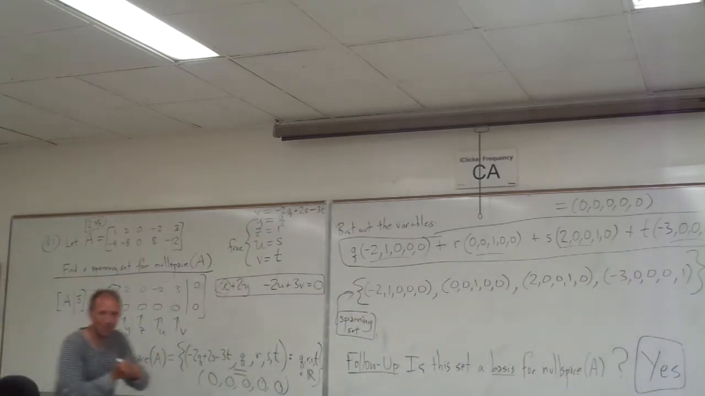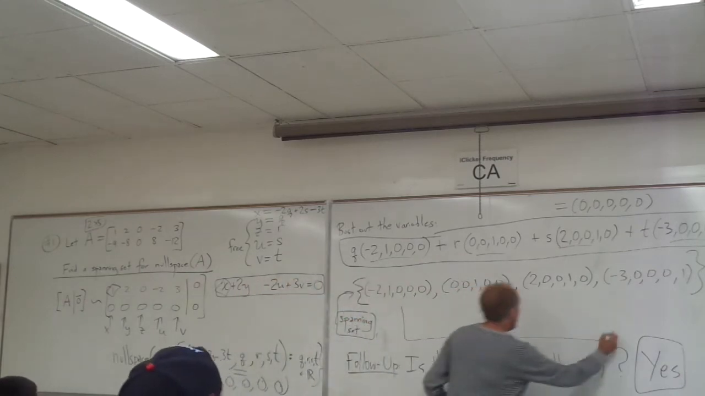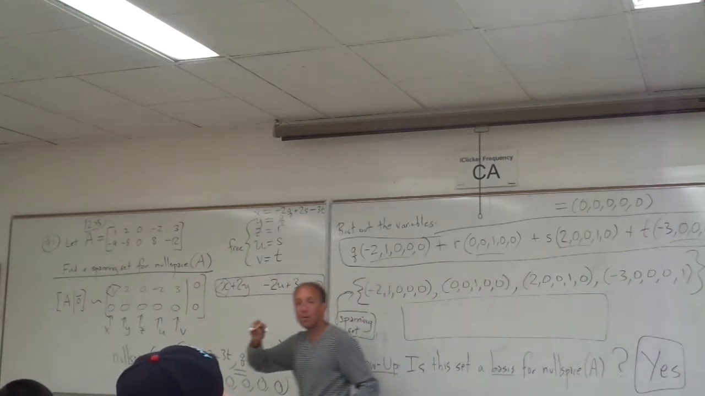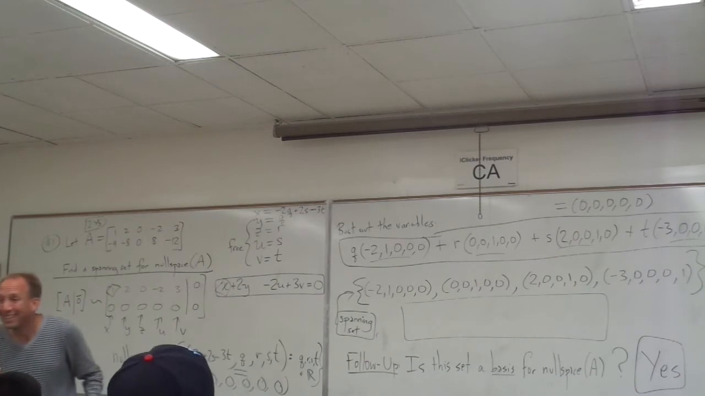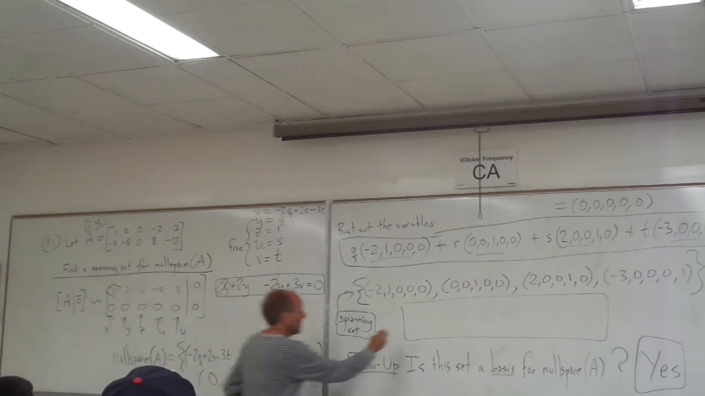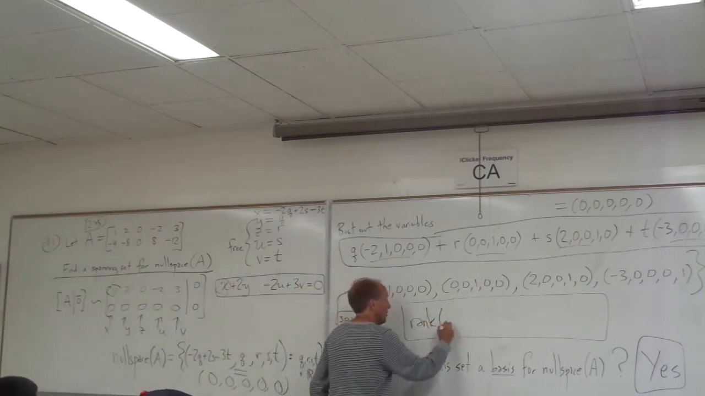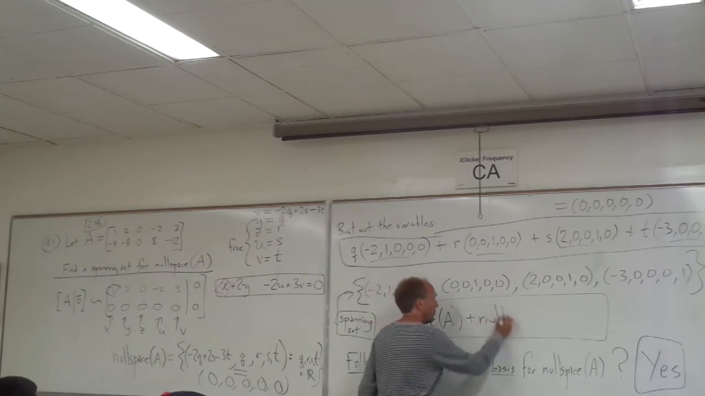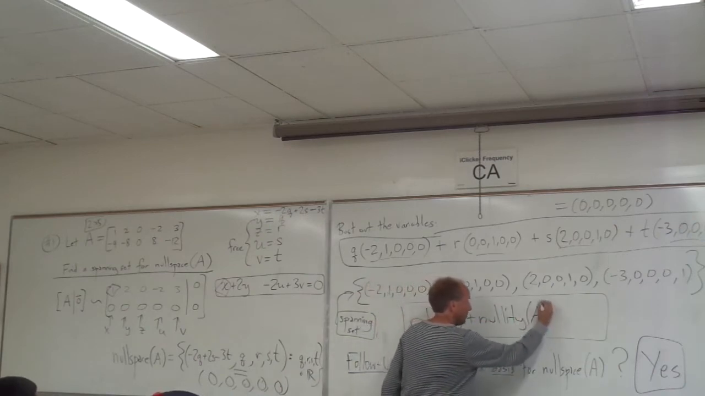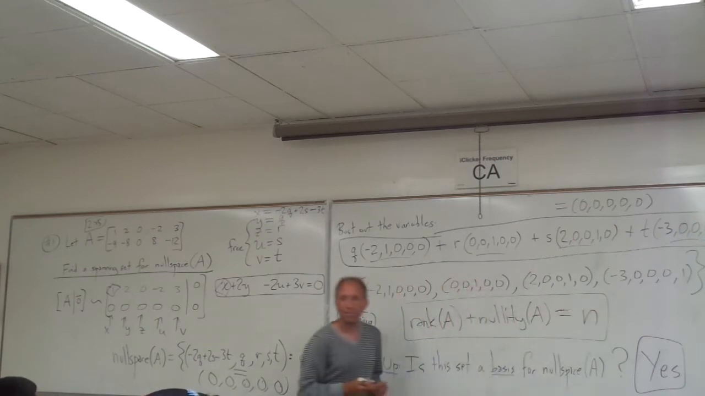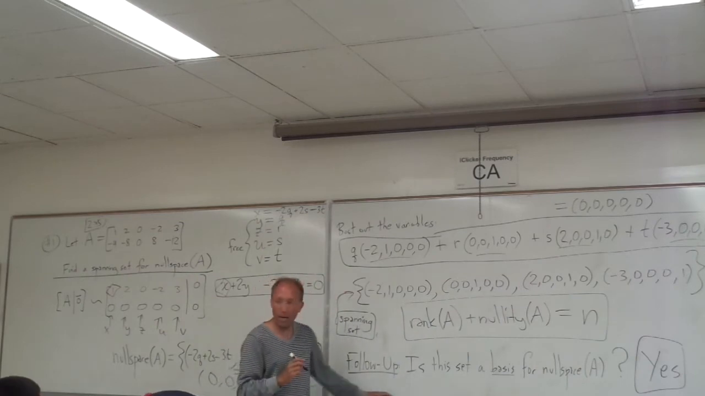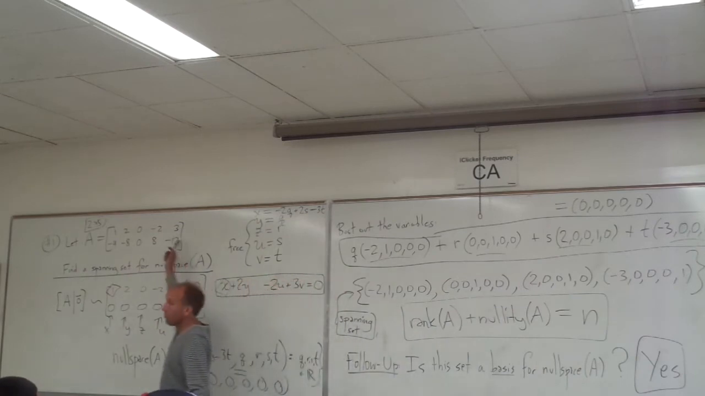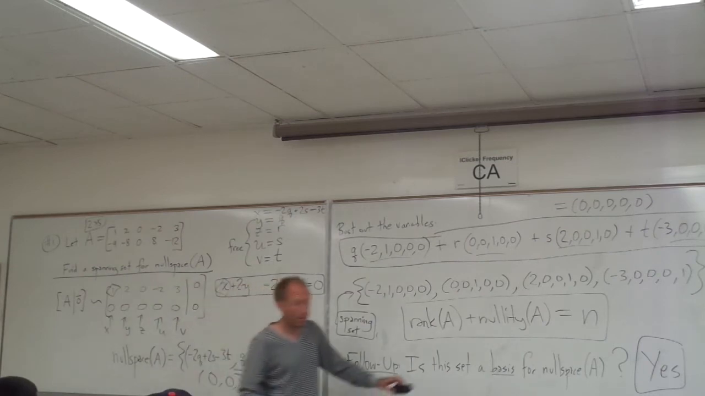Would you also know by having only one free variable? Yes. Oh, I'm so glad to hear you say that, because that was the very next thing I was going to say: we didn't need to do all of this work because of what Christian's heading towards. Christian remembers that we have this theorem, and in this problem, n, which is the number of columns of the matrix, is 5.